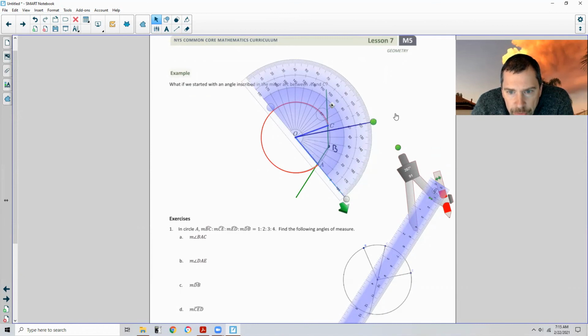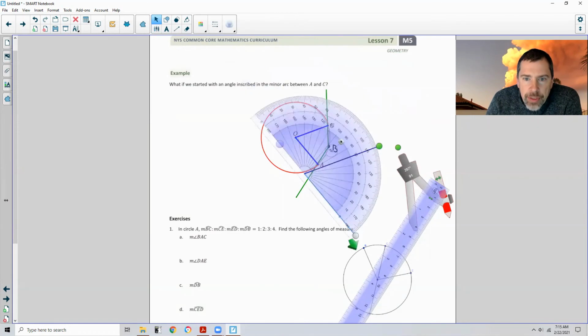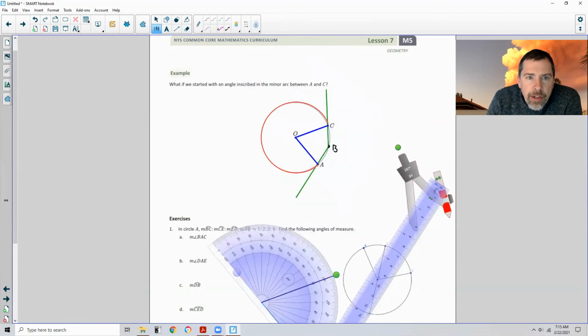So if I come over here, it looks like it's about 70 degrees. So that's what I'm going to label that. I'm going to move this out of the way, and I'm going to label my central angle 70 degrees. Now, if you measure the outside angle, that should be 290 degrees. How do I know this? Well, 290 plus 70 is 360, and that's the full circle.